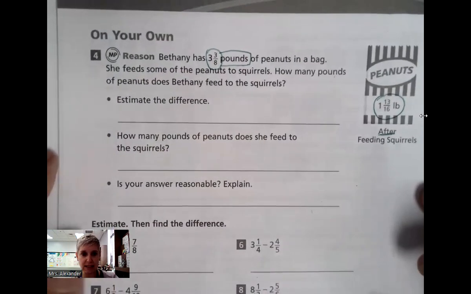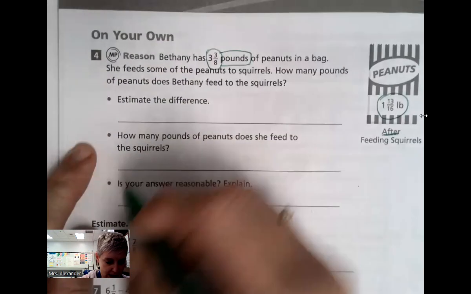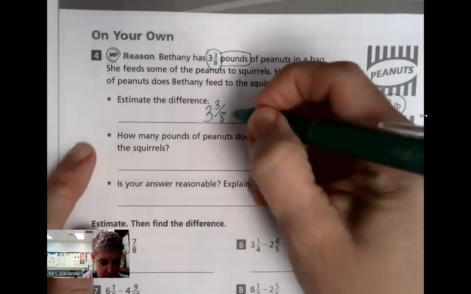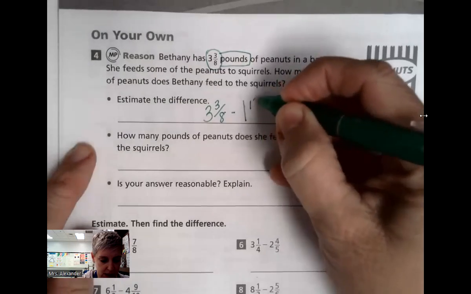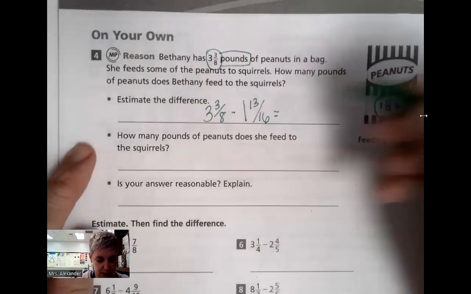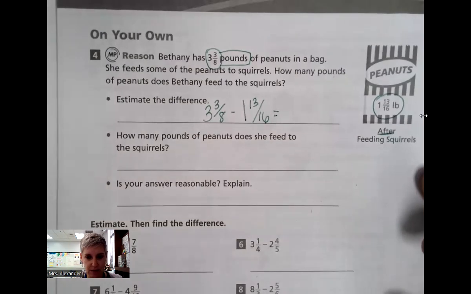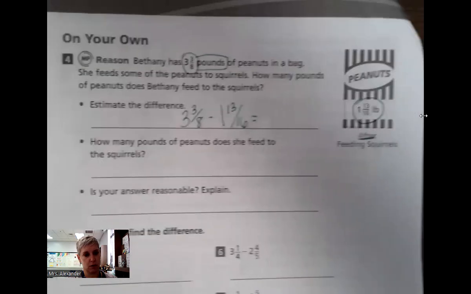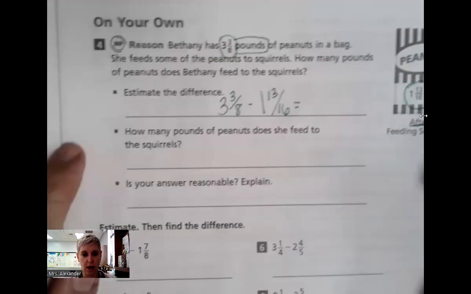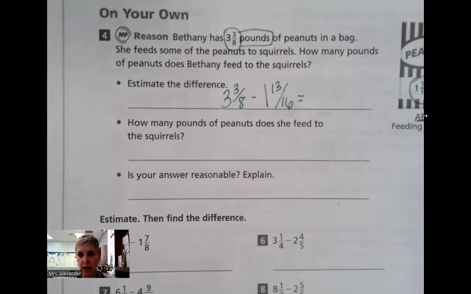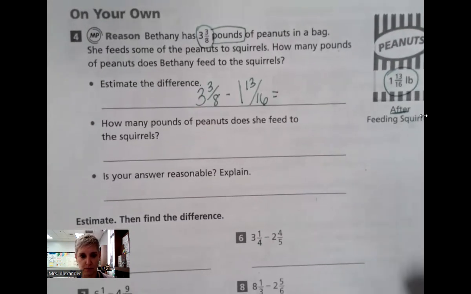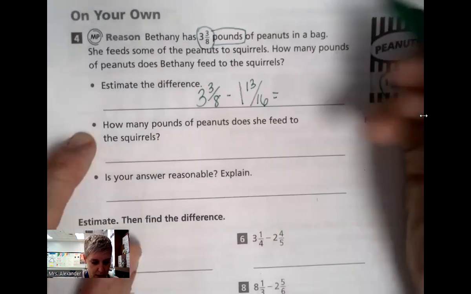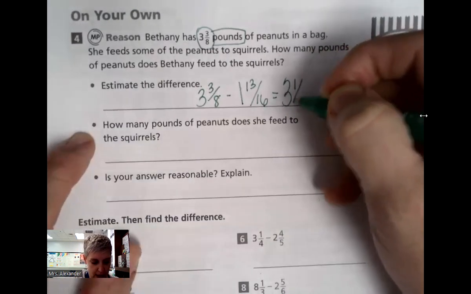So first we're going to estimate the difference. If we have 3 3/8 minus 1 13/16, let's estimate first. 3/8 is nearest to what benchmark? 0, 1/2, or 1 whole. 3/8 is very close to 4/8, which would be halfway. So we have 3 1/2.